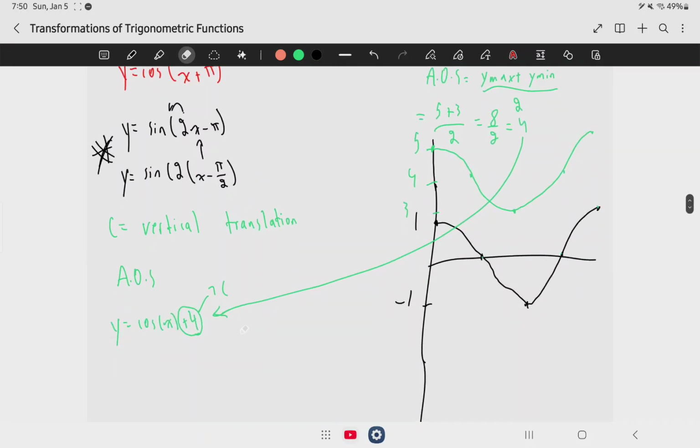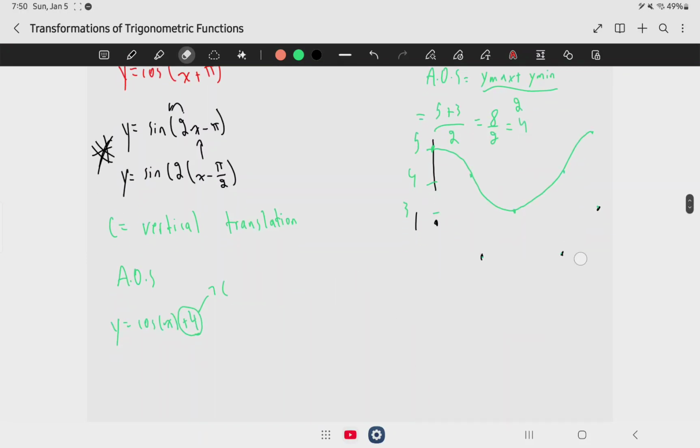And that is basically everything to know about translations. In the next video, I'll show how to find an equation from a graph. I'll do a couple examples on those. And then the video after will be showing how to make a graph from an equation.